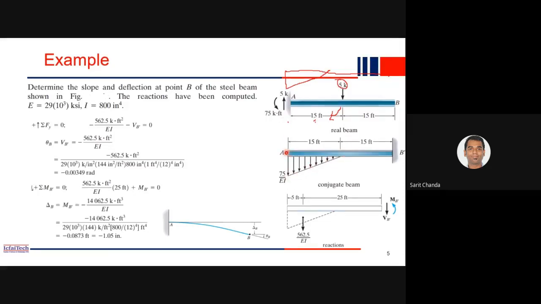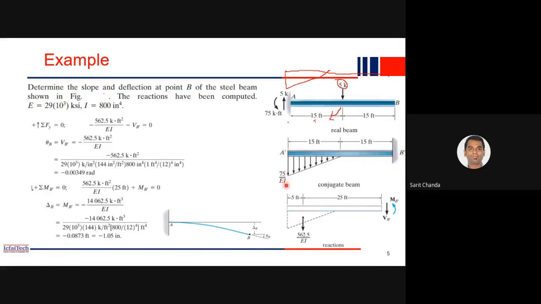So this moment diagram is nothing but the loading in the conjugate beam. So this is a conjugate beam, and the loading, if you see, is nothing but the moment diagram of the original beam. So this is the original beam's moment diagram, and this moment diagram now acts as a loading on the conjugate beam. So now we have drawn the conjugate beam.